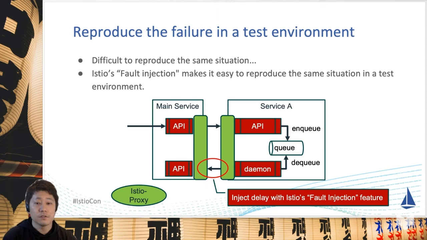Using this Istio fault injection feature, we set a fixed response delay only for requests from service A to main service. Then, as expected, data gradually accumulated in the queue. The API of service A also became waiting. As a result, we were able to reproduce the situation that main service also became waiting. This reproduction procedure using Istio proved that the hypothesis made earlier was correct.